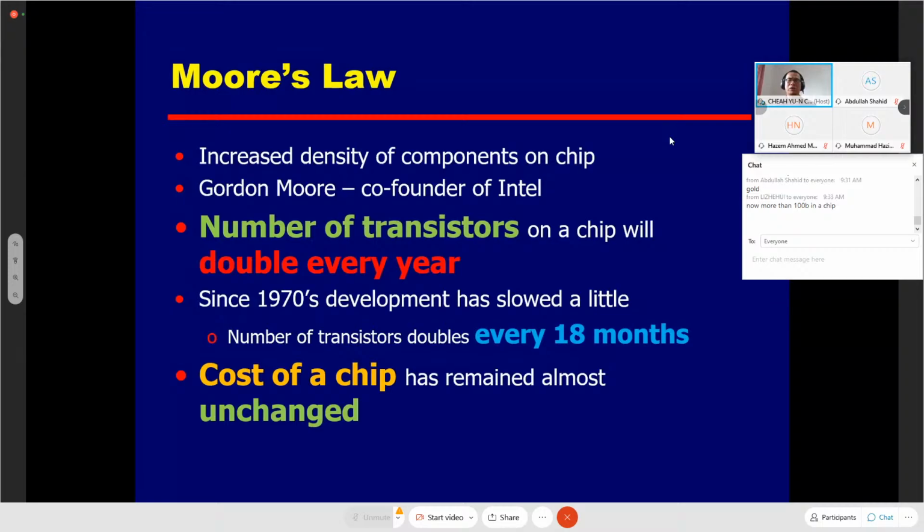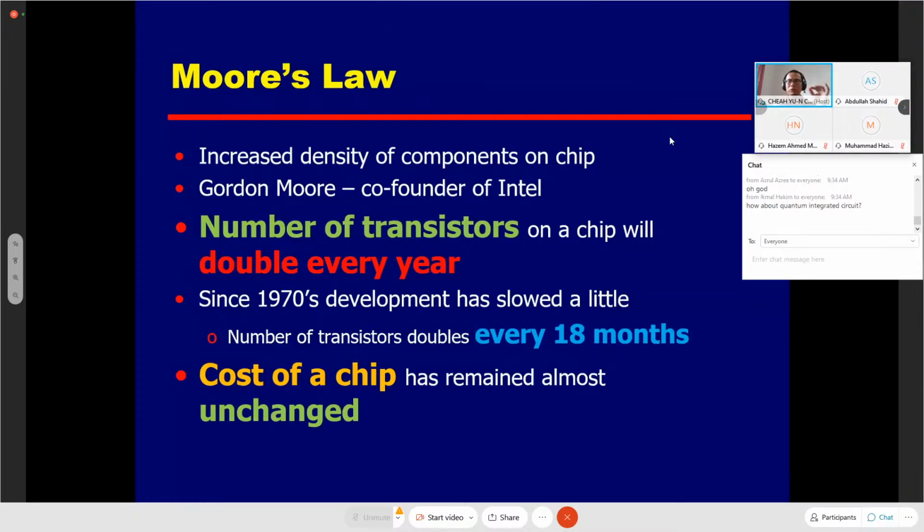Now Moore's law says that the number of transistors that we can pack on a chip will double every year. That has been true for some time, but since the 1970s, the development has slowed down a little bit. So not necessarily every year, but it has doubled every 18 months to 2 years. So that is the progression that we have been making.